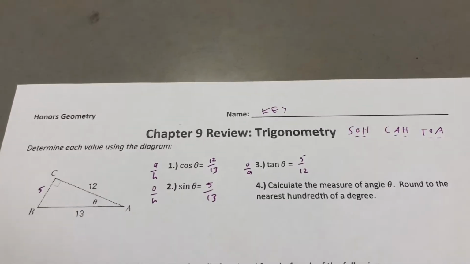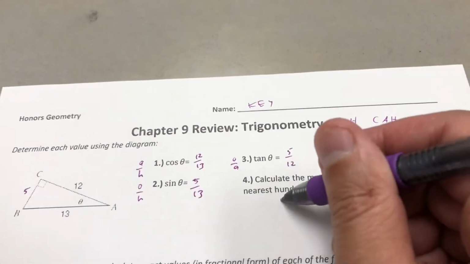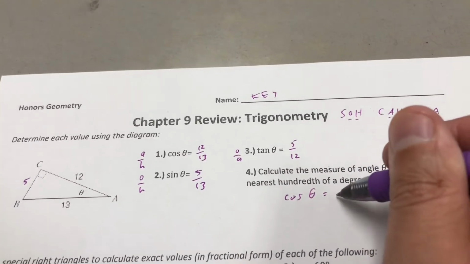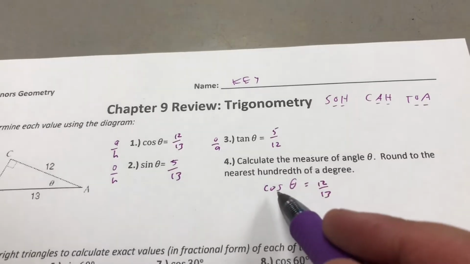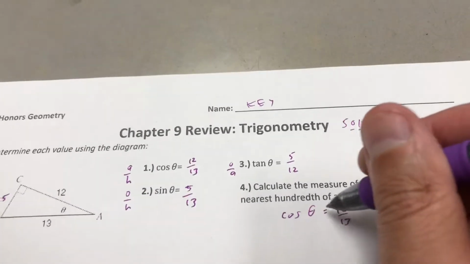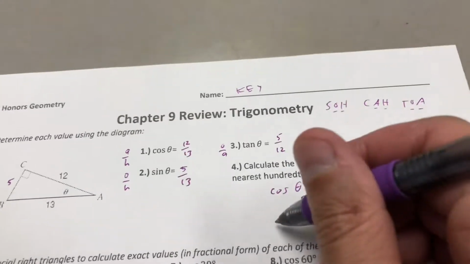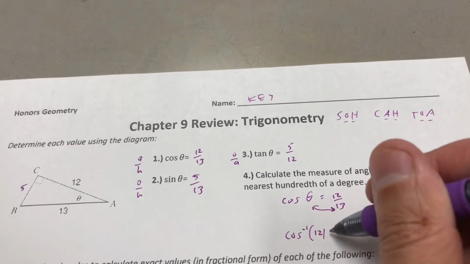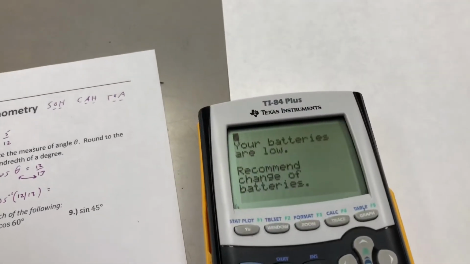Number 4 wants me to find the measure of the angle. So you can write a trig equation, and you can do it with really any of these. Let's go back to the original. If cosine of theta is equal to 12 over 13, I can't type cosine of theta into my calculator. But what I can do is flip-flop the theta and the 12/13. Remember, we have the inverse trig function, which allows you to put in the decimal or fraction to get an angle measure. And so now I can go to my calculator.